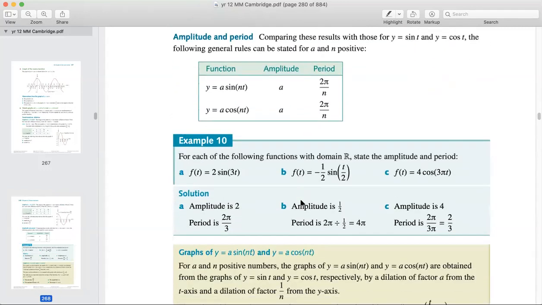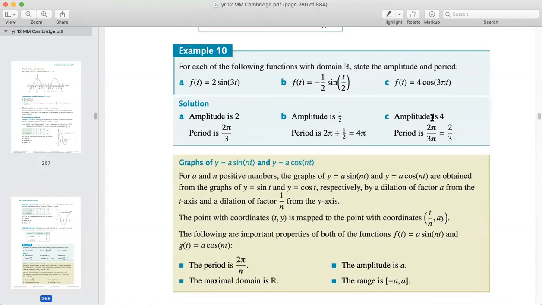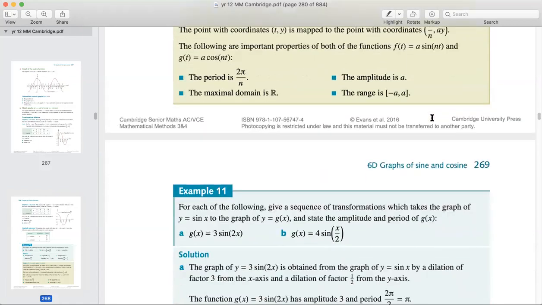Okay. For each of the following functions with domain R, state the amplitude and period. This is essential for us because for the exam 2 multiple choice, question 1 or question 2 should be testing you about the domain, range and periodic functions. Amplitude, domain, range has a really high chance to be in there, and you can just remember the formula, practice it and use it.